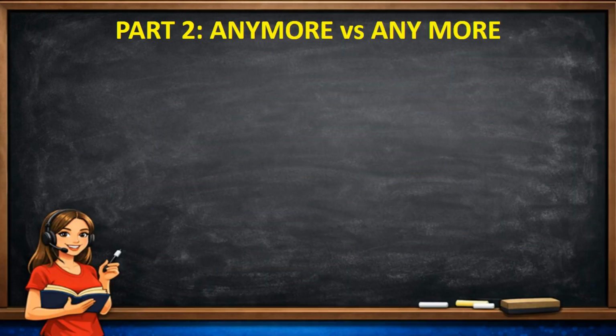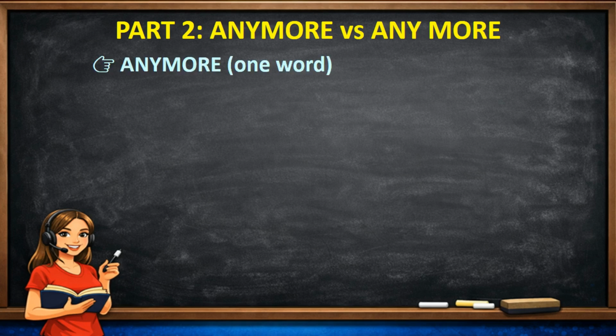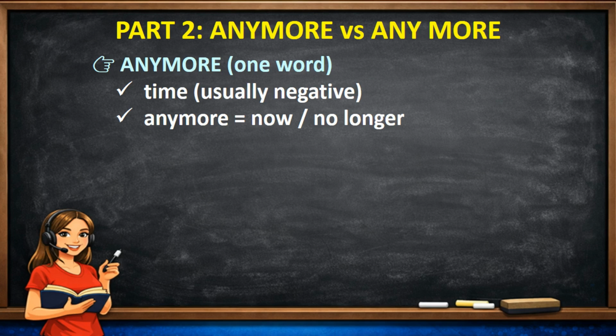Part 2. Anymore versus any more. Let's understand and find the difference. Anymore, written in one word, functions as a time and the meaning is usually negative. Simply say, anymore means now or no longer.